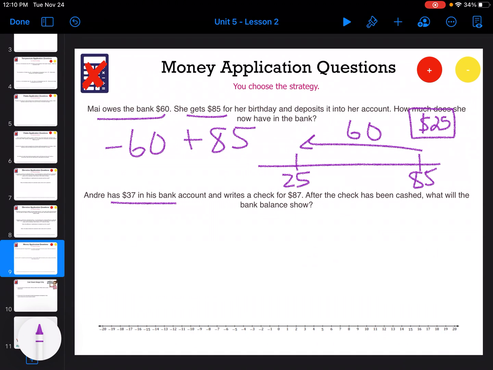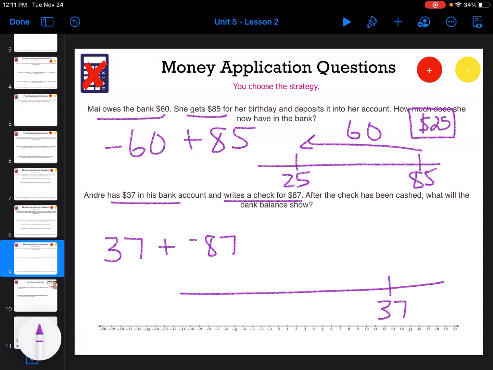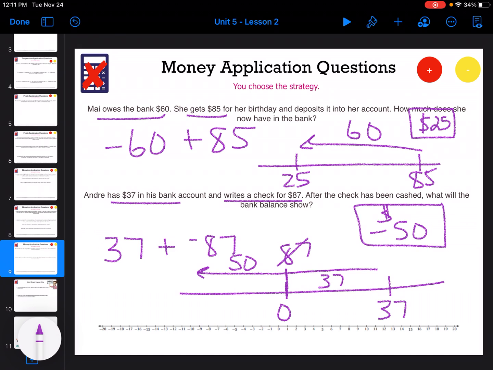Okay, Andre has $37 in the bank, so that's positive, and then writes a check for $87. So when I write a check, that's a negative thing. All right, after the check's been cashed, what will the bank balance show? So I'm going to start at 37, and I'm going to go in the negative direction, 87. So let's think about that. So to get to 0, that's 37, right? So I only have 50 more to go because 87 minus 37 is 50. And it's going to be past the 0 mark, so it's definitely going to be negative $50. So he's going to owe the bank $50.